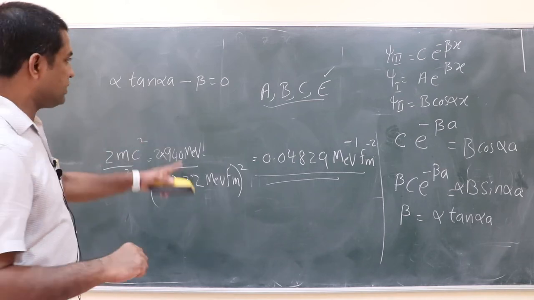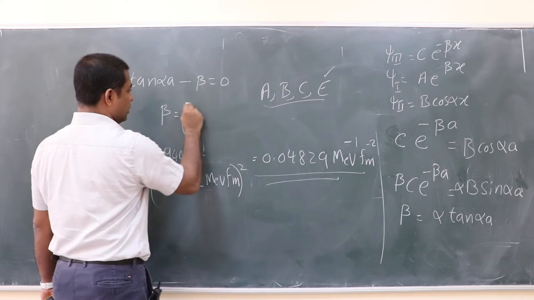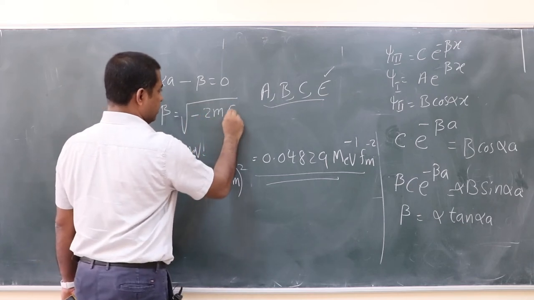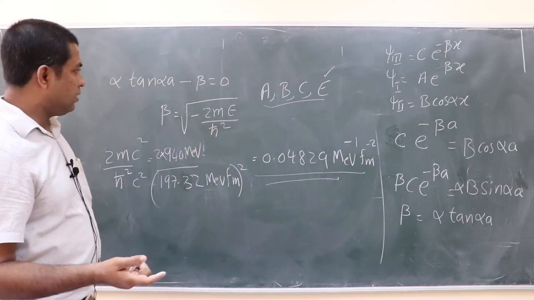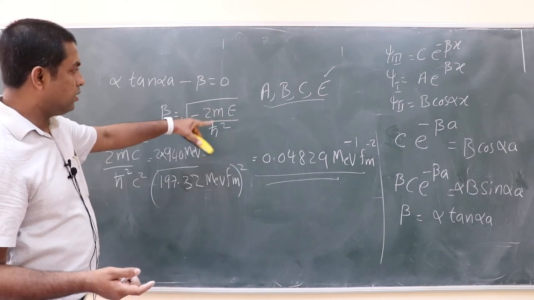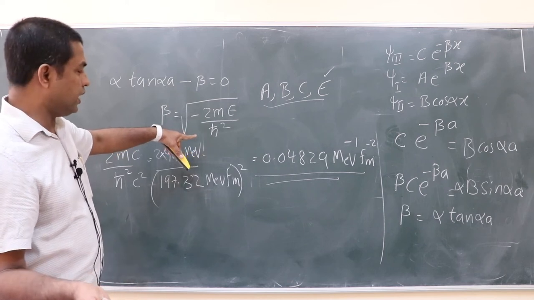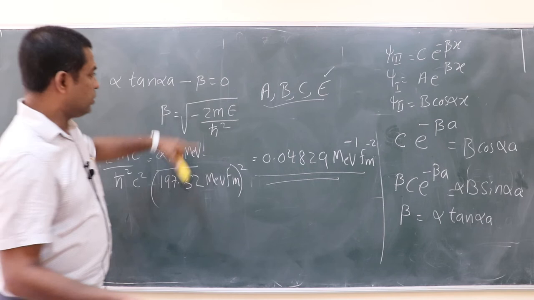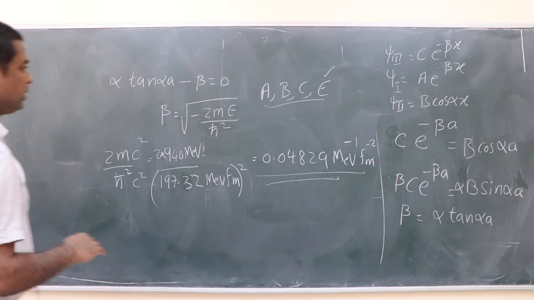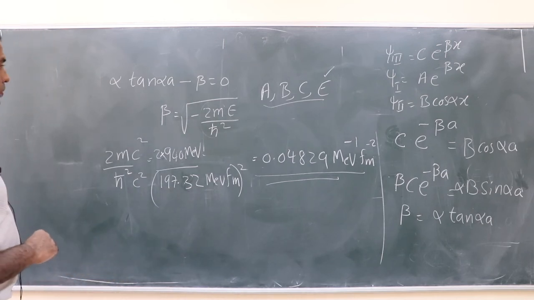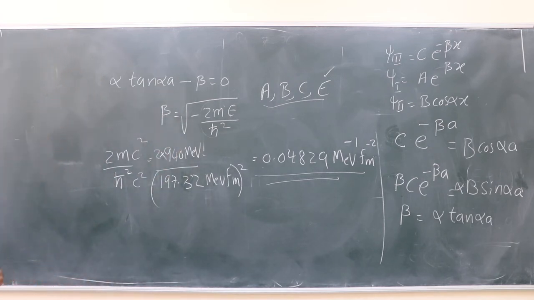Now you can see your beta, what was that quantity beta? Root of minus 2m e by h cross square. You work in the energy in units of mega electron volt, and you work in the x value in terms of Fermi units. So what you have to substitute is this value only, because you are completely working in that unit now. Alpha is also the same thing, because 2m by h cross square is there also.